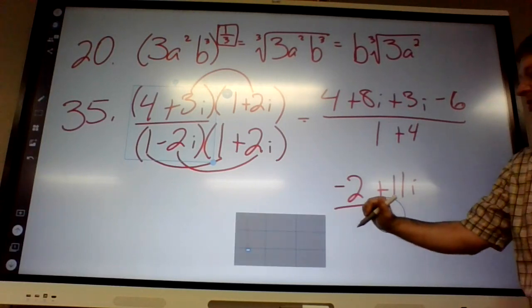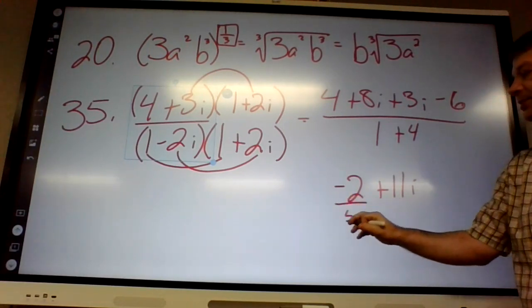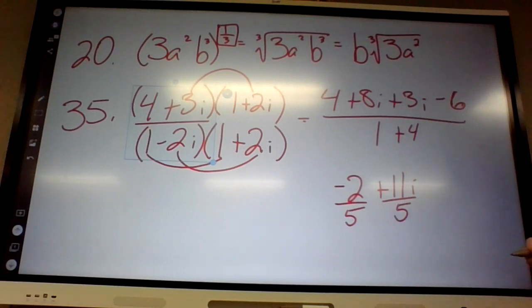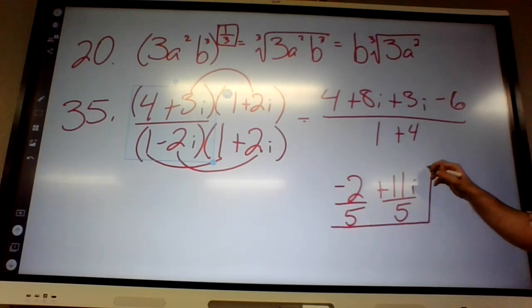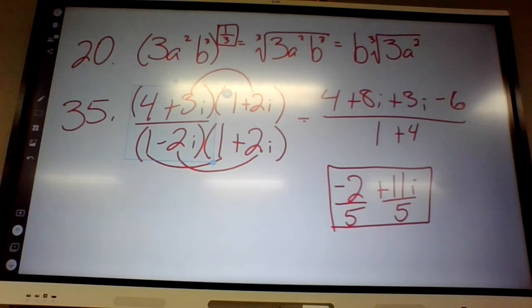Well, since it's imaginary, they probably split it up. Just put both of these over 5. Remember how I had you guys split it up back when we did the quadratic formula chapter, whatever chapter that was.